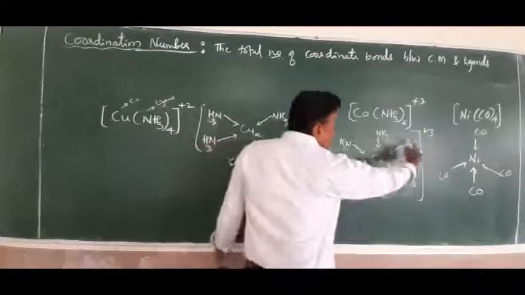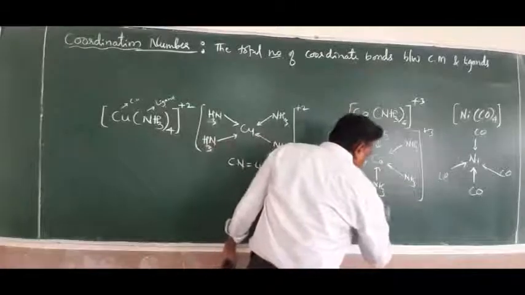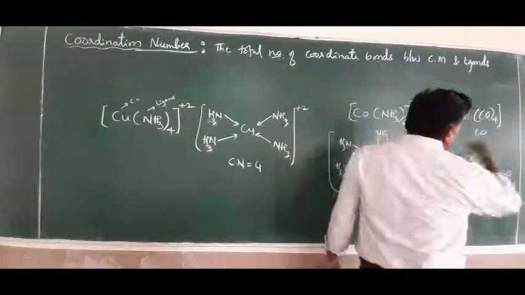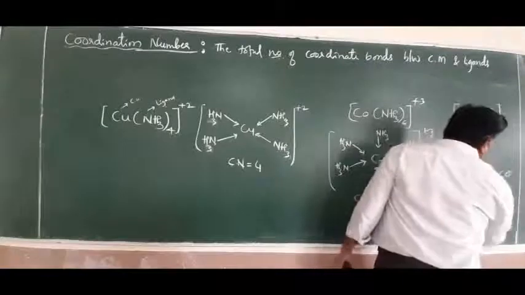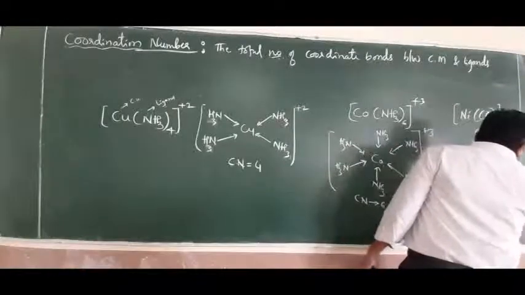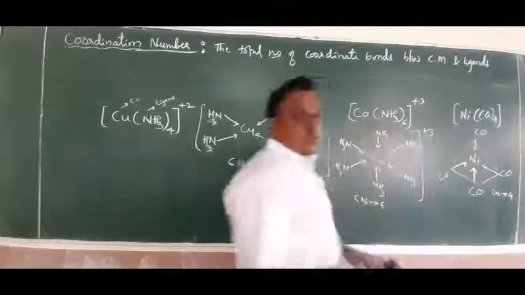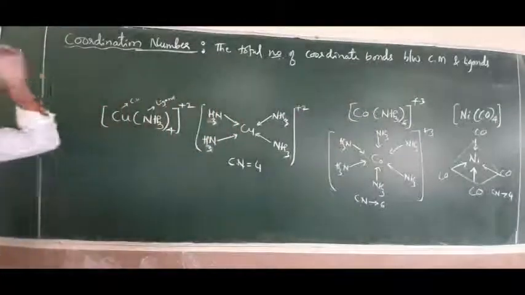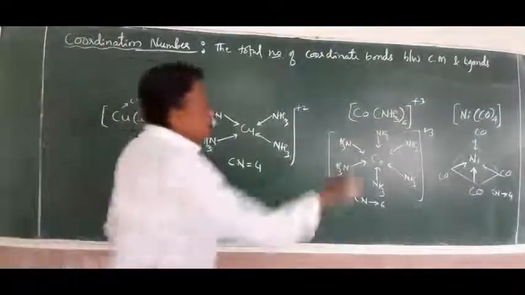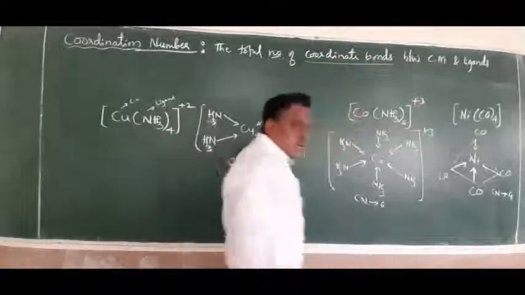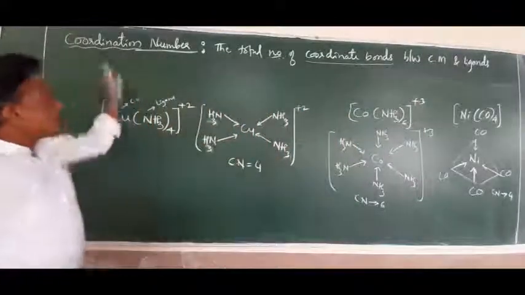Here the coordination number becomes 6. Here it is 4. This is a tetrahedral geometry. The coordination number is 4. Now what is the coordination number? The total number of coordinate bonds between central metal and ligands is known as the coordination number.